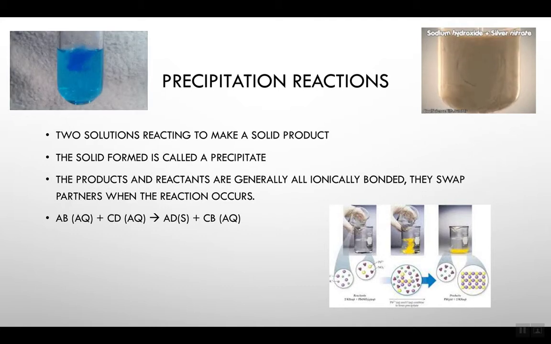Generally, we've got everything that's ionically bonded, and they swap partners. Okay, so we'll call the first one AB, and that in brackets (aq) means aqueous. Okay, so our cation is A, our anion is B, and it reacts with CD, cation C, anion D. When they swap, A will go with D, and B will go with C. And let's say that when A goes with D, it makes our solid. Okay, so we've made an ionic lattice. It's coming out of the solution, and that's when it starts to go opaque.